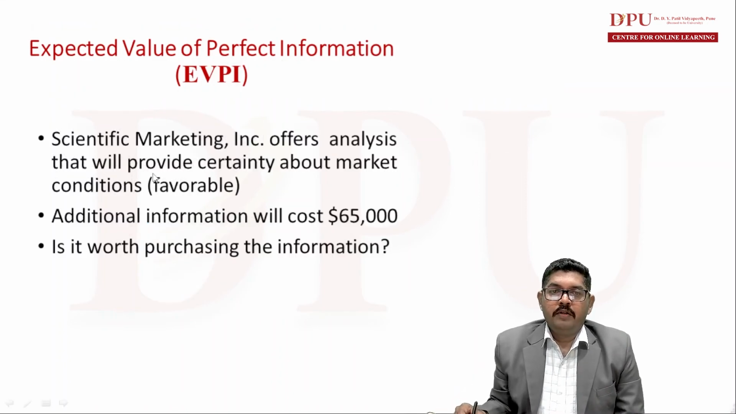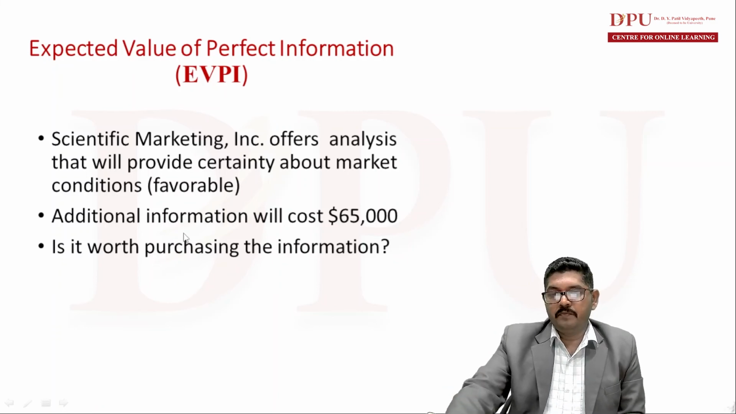So, expected value of perfect information. Scientific marketing research offers analysis that will provide certainty about market condition, whether it is favorable or unfavorable. So market forecasting, a scientific market study, will help you understand whether the market will be favorable or unfavorable. The additional information will cost 65,000. So this forecasting cost will be $65,000 or rupees 65,000. Is it worth purchasing this information? That is understood through EVPI.